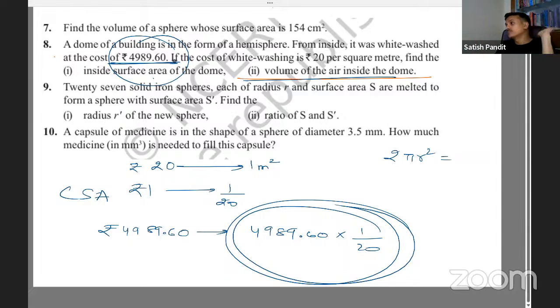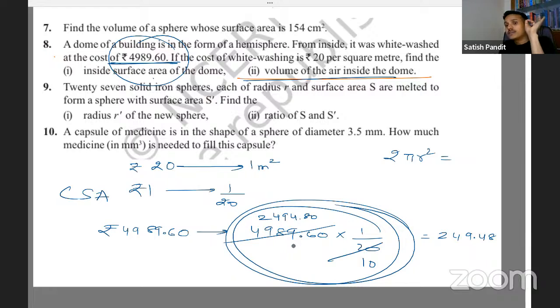This question also you have to do at home. I've just explained, you have to just do it. Maybe this one I'll easily cancel. See, 2 twos are 4, 2 fours are 8, 2 nines are 18, 2 fours are 8, 2 eights are 16. And put one decimal, so you'll get 249.48. This is the answer for the inside surface area, in square meters. Using this, you have to find R. Once you get R, you can find the volume also.